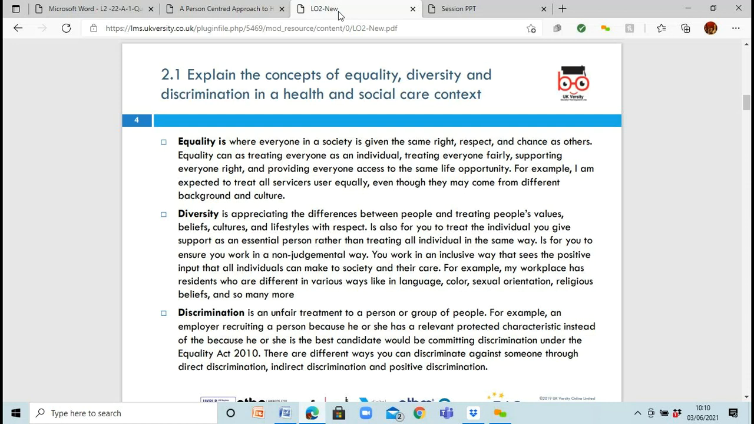And now coming on to discrimination. Discrimination is unfair treatment of a person or a group of people. This depends on certain characteristics. It might be because, again, of the same points that we talked about: their age, their sexual orientation, their skin color, or their accent. Discrimination does take place, unfortunately.